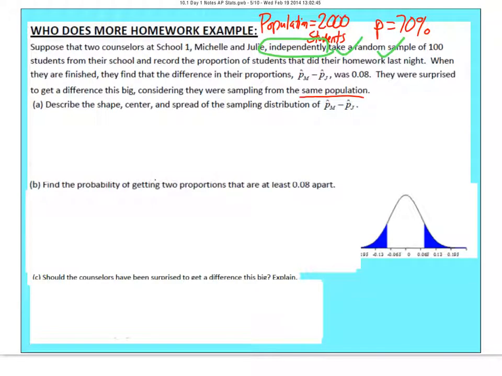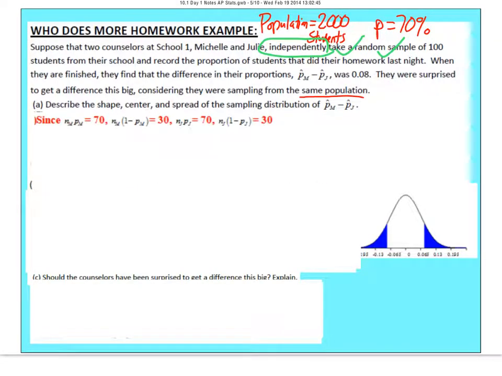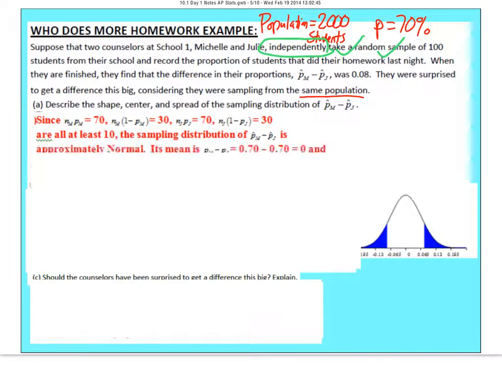Let's wrap up with confirming the normality. So for the normality condition, we're going to check n times p and n times 1 minus p for both Michelle's situation and for Julie's. All four of these must be greater than or equal to 10. Since they are, we know that the sampling distribution of Michelle minus Julie's proportions is approximately normal.